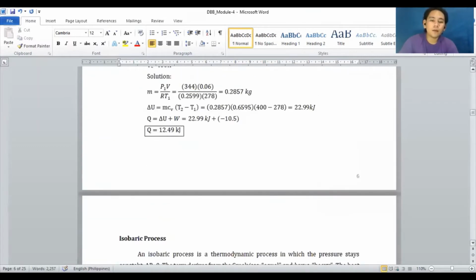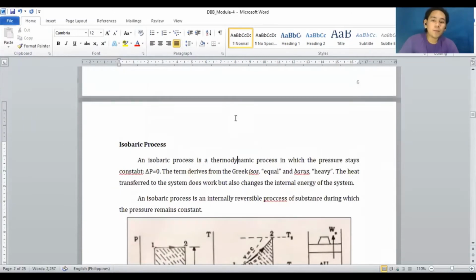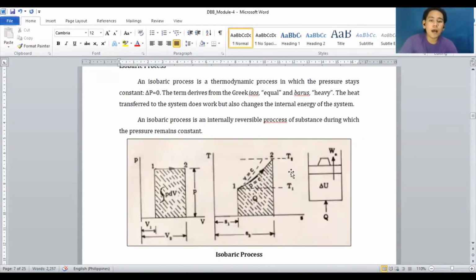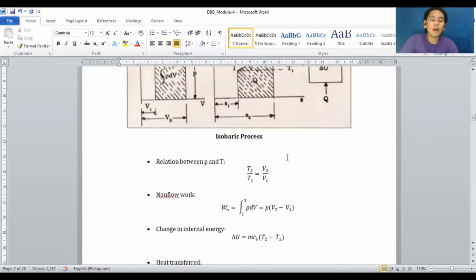More problem solving. Now next, the isobaric process. The second process in ideal gases is the isobaric process. An isobaric process is a thermodynamic process in which the pressure stays constant. Delta P is equal to 0. The term derives from the Greek words isos, which means equal, and baros, which means heavy. The heat transferred to the system does work but also changes the internal energy of the system. An isobaric process is an internally reversible process of a substance during which the pressure remains constant.